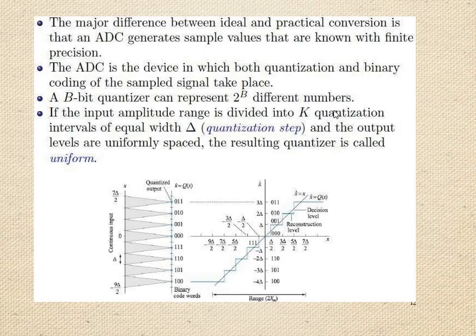The major difference between ideal and practical conversion is that an analog to digital converter generates sample values that are known with finite precision. The ADC is the device in which both quantization and binary coding of the sampled signal take place. A b-bit quantizer can represent 2^b different numbers. If the input's amplitude range is divided into K quantization intervals of equal width delta, that is the quantization step, and the output levels are uniformly spaced, the resulting quantizer is called uniform.